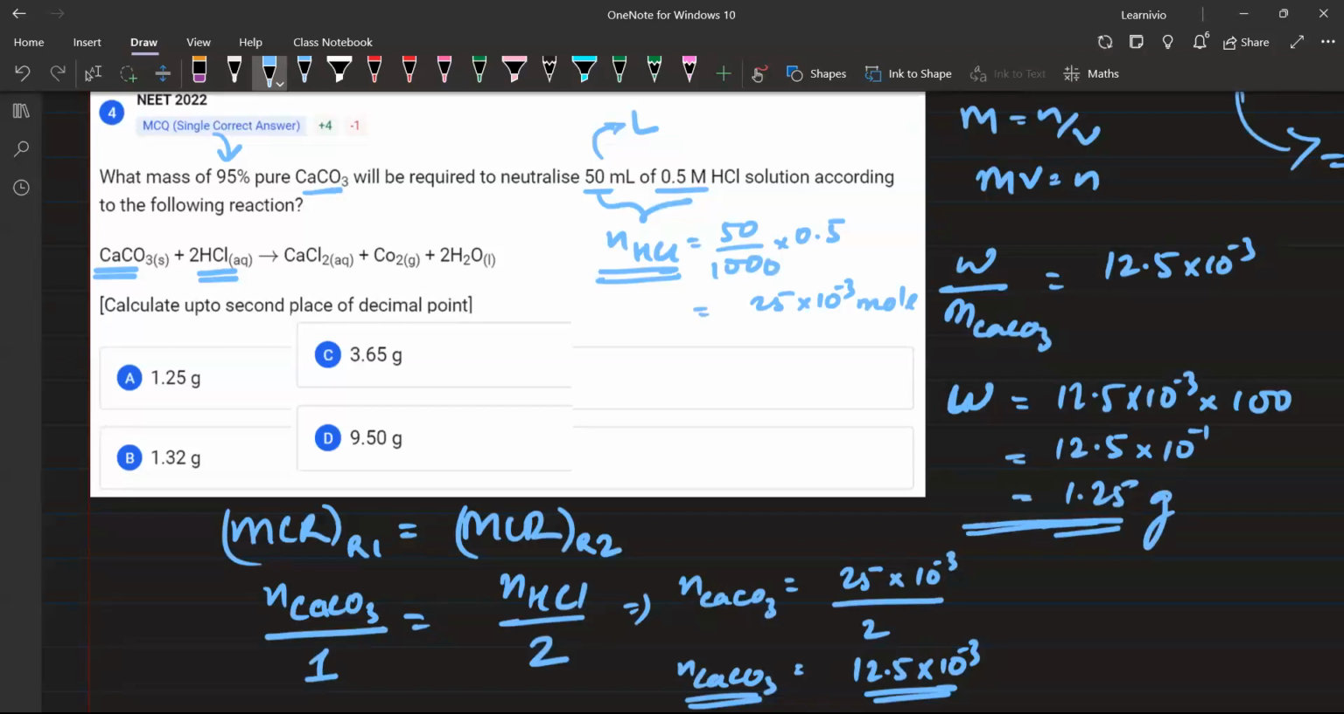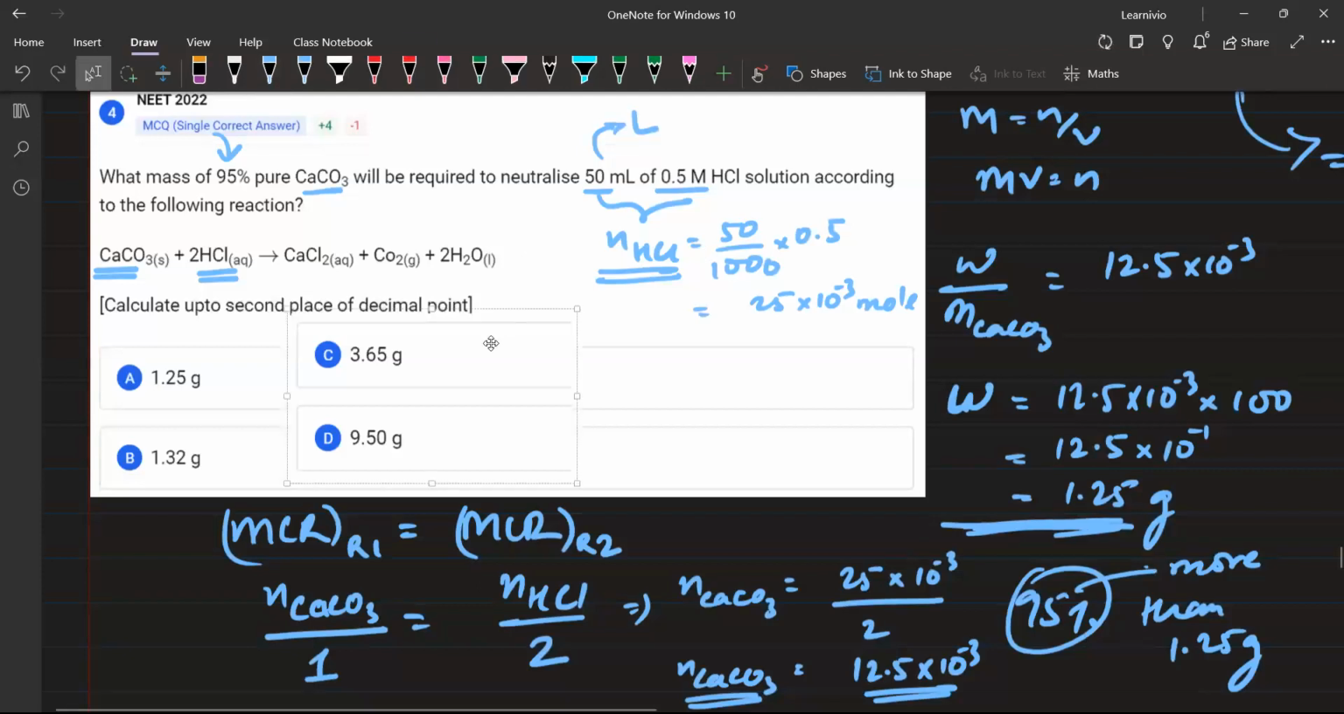But the CaCO3 that we are having is 95% pure. That means if I take 100 grams, only 95 grams will be CaCO3. And we need exactly 1.25 grams of CaCO3. The amount of pure CaCO3 that should be present should be 1.25 grams. So the mass of whatever impure CaCO3 that we are taking should be more than 1.25 grams. This is 95% CaCO3. So now tell me, without doing any calculation, what will be the correct option?